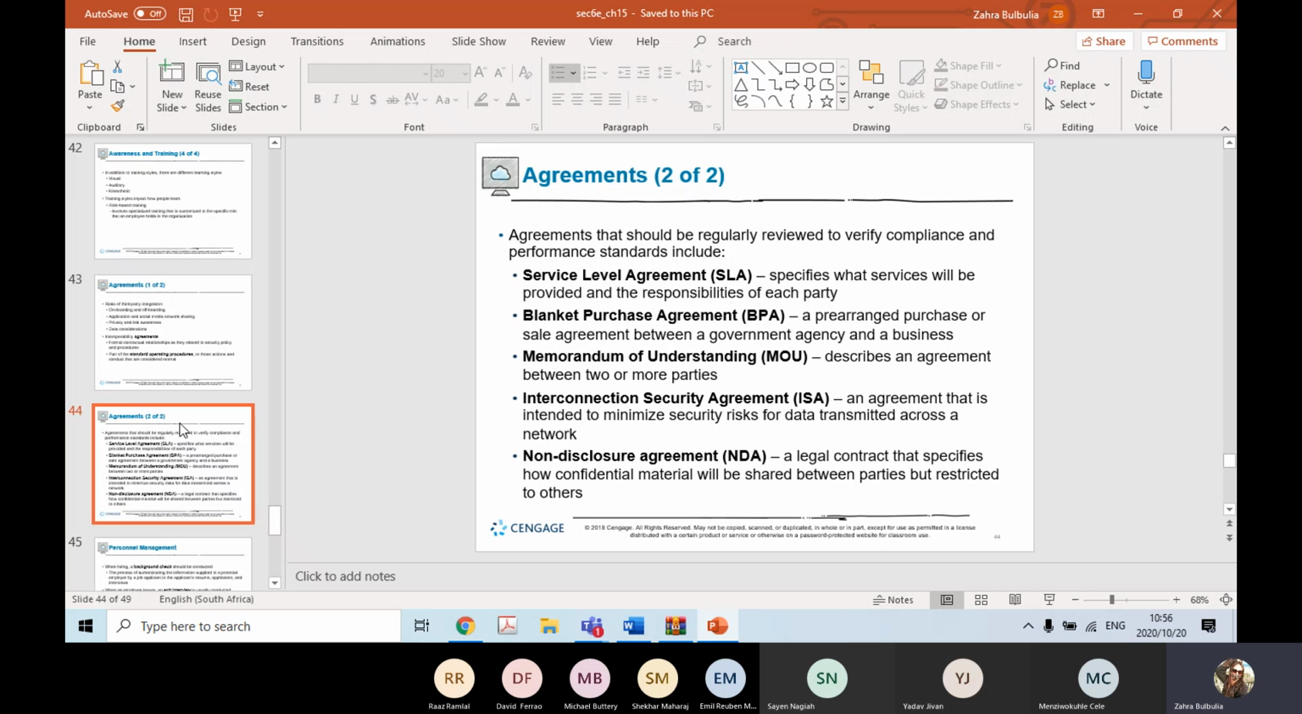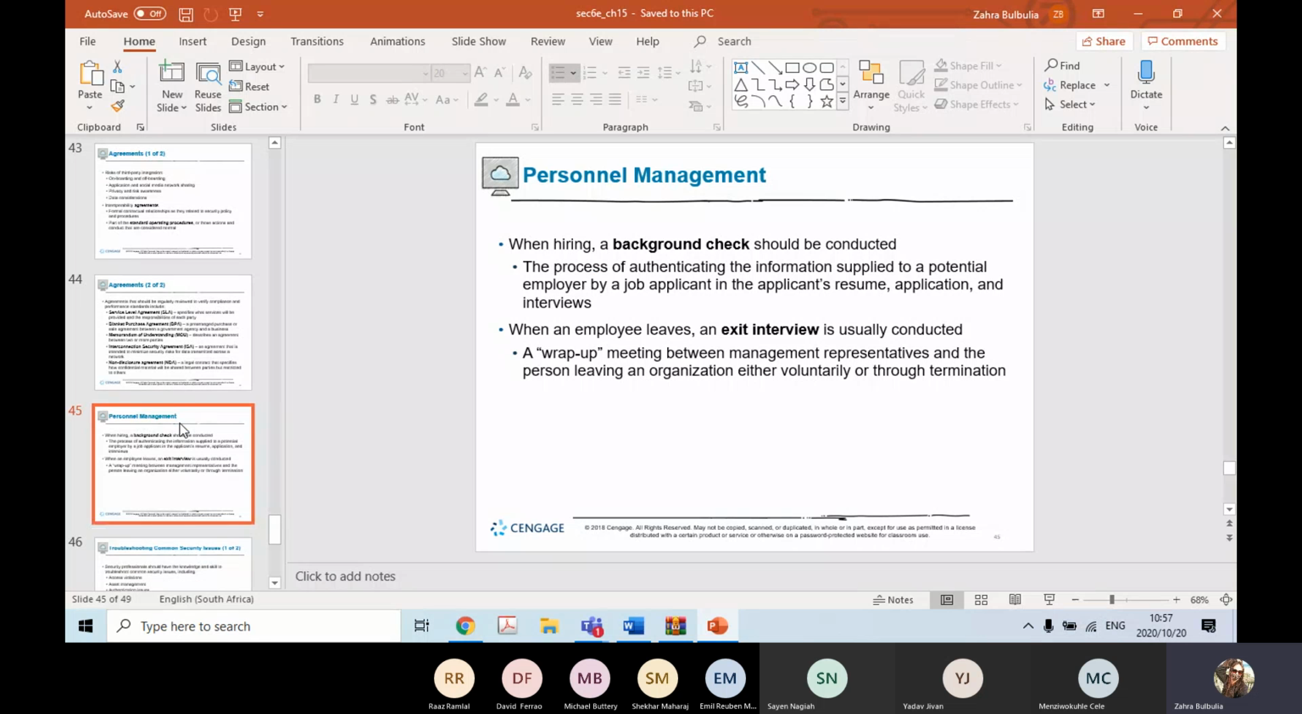service level agreement. Your blanket purchase agreement is a prearranged purchase or sale between a government agency and a business. Memorandum of understanding describes an agreement between two or more parties. Interconnection security agreement, an agreement that is intended to minimize security risks for data transmitted across a network. Non-disclosure agreement, a legal contract that specifies how confidential material will be shared between parties but restricted to others.